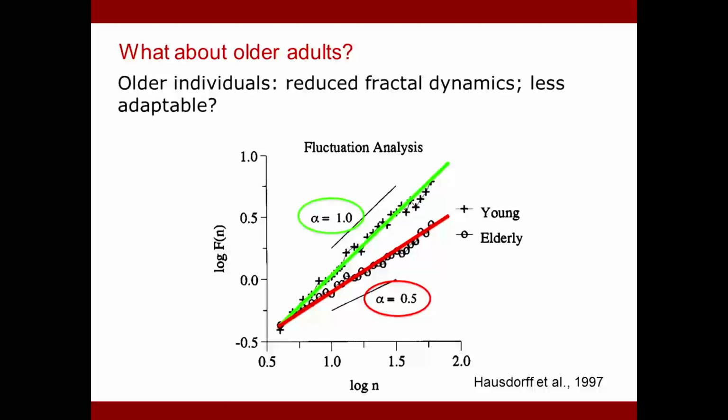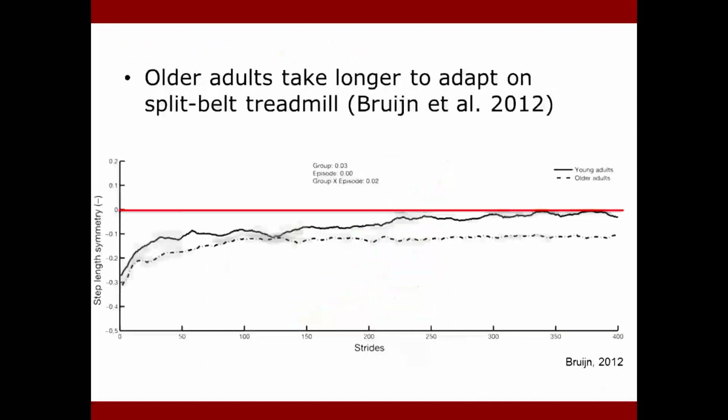The second experiment asked the question, what about older adults? Okay? So older adults, as we've shown before, Hausdorff and others, have reduced fractality. Their fractality is closer to 0.5, to random, compared to young. How do they adapt to the split belt treadmill, and how does that relate to their fractality? What we know is that they certainly take longer in the split belt paradigm to adapt to this particular task.